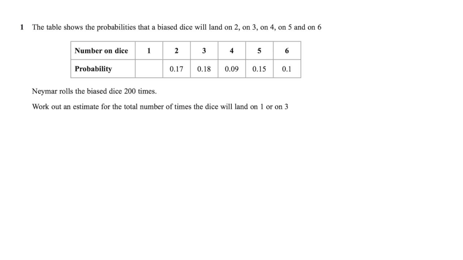In this lesson we're focusing on question number one. The table shows the probability that a biased dice will land on 2, on 3, on 4, on 5 and on 6. Neymar rolls the biased dice 200 times. Work out an estimate for the total number of times the dice will land on 1 or on 3.